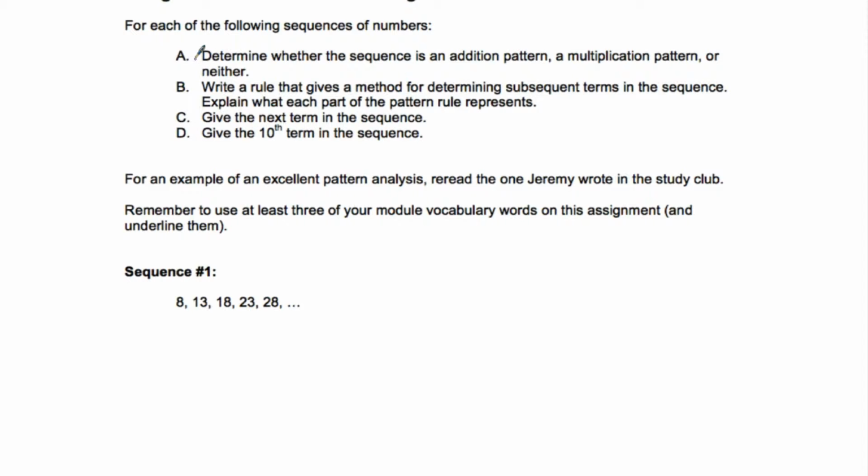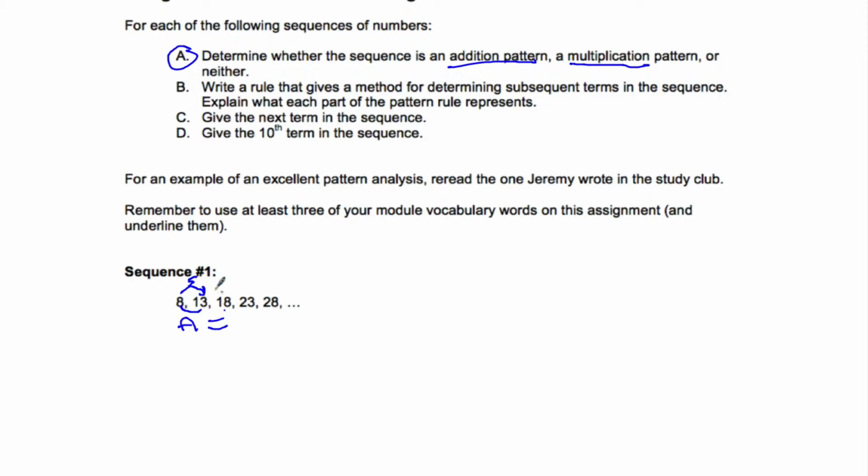So A, we need to determine whether it is using addition or multiplication to grow or go down. So let's look at sequence 1. Okay, we're looking at A. We see it goes from 8 to 13. Let's try addition first. If I do that, I need to find the common difference. Just take the second one minus the first one. So 13 minus 8 would be 5. So I see it goes up by 5.